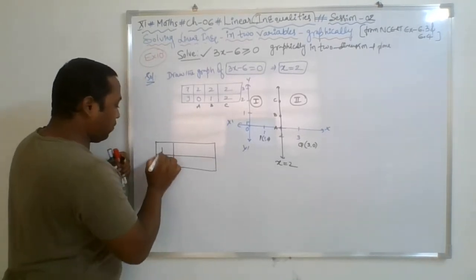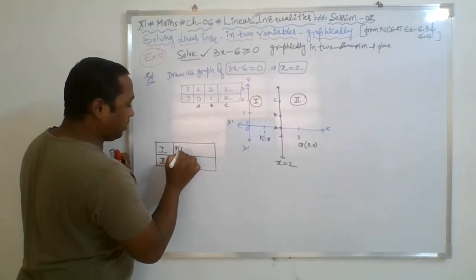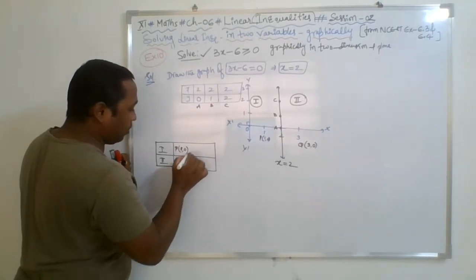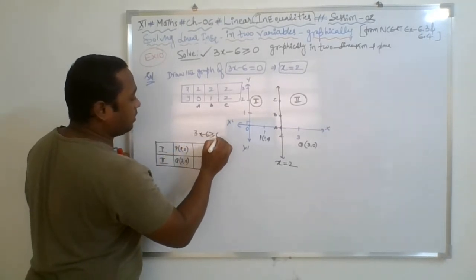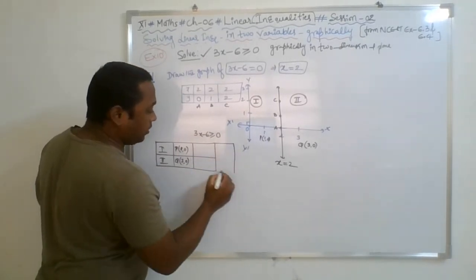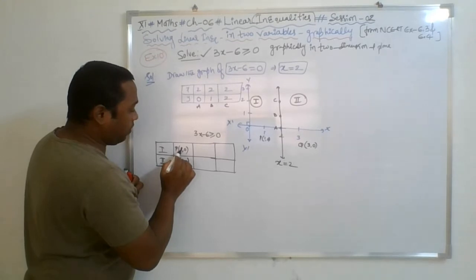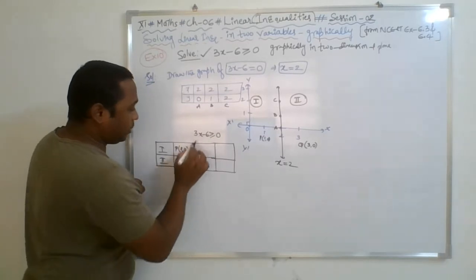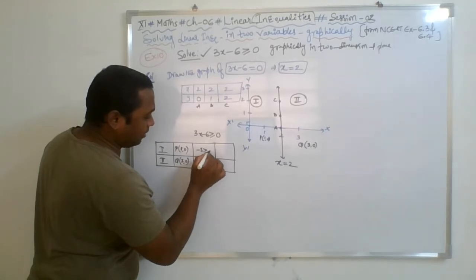So first half plane and second half plane. From first half plane I am taking the point 1 comma 0. From second half plane I am taking the point 3 comma 0. Then I will put in the inequality 3x minus 6 is greater than or equal to 0. Then I will decide whether it is true or false, whether it is a solution region or not. So first put 1 comma 0, means x value is 1, y is 0, y is not at all there. So x is 1. So 3 into 1 is 3, 3 minus 6 is minus 3. Minus 3 is greater than or equal to 0.